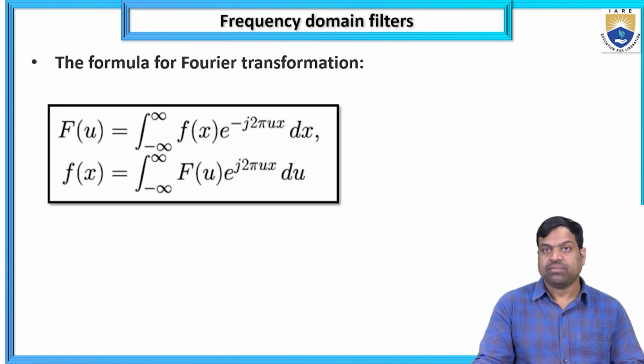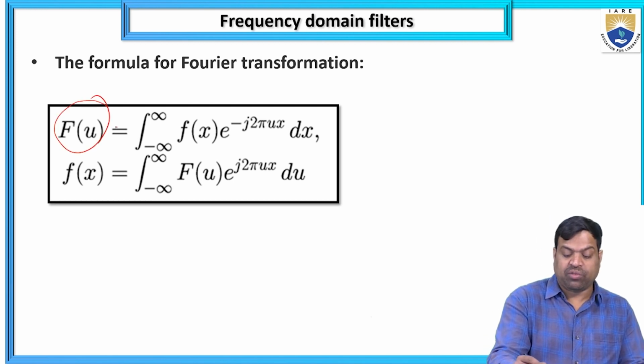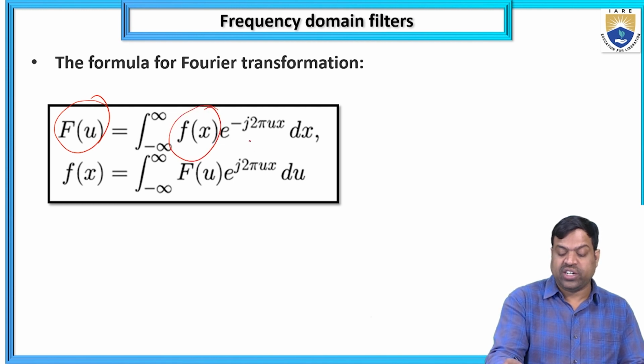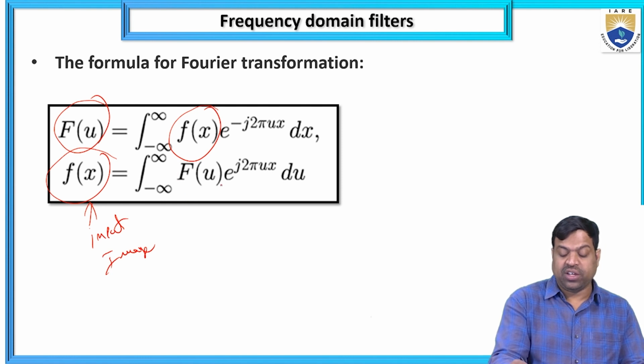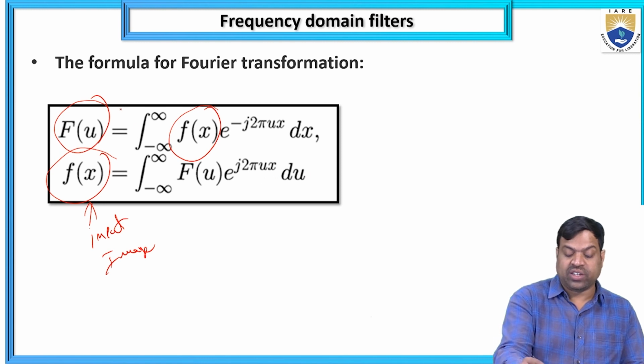These are the Fourier transforms. The formula for the Fourier transformation: capital F of u comma v equals the integration from minus infinity to infinity of the input function f of x into e power minus j 2 pi ux into dx. Okay, it is the input image. And the inverse: integration from minus infinity to infinity of capital F of u into e power j 2 pi ux into dx. Okay, it is the Fourier function. It is the input image.